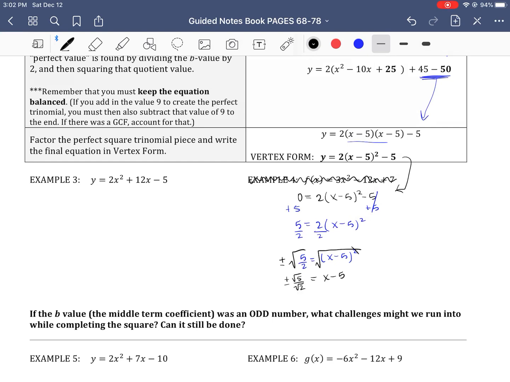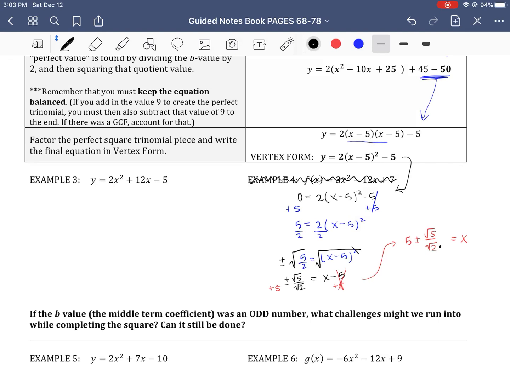Remember, when you have the square root of a fraction, it's the square root of the top over the square root of the bottom. I'm going to rationalize that in just a minute, but again, if I'm solving for x, I want to add the 5 over, so I want to get rid of that. So I'm going to write this up here. That leaves me with just x on this side, and it leaves me with 5 plus or minus the square root of 5 over the square root of 2. That would be our final answer.